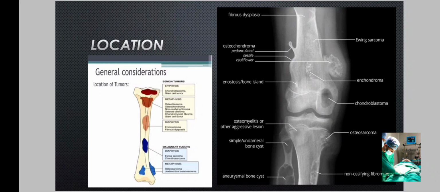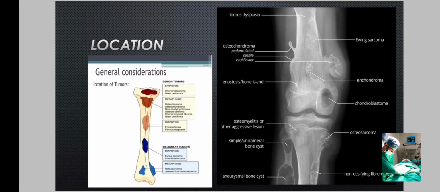Why? Because mostly the giant cell tumors arise from the epiphysis, but when they are diagnosed, they have already spread to the metaphysis. So nowadays some definitions say that the giant cell tumor is epiphyseal-metaphyseal, so you have to remember. Then in the diaphysis, you can see enchondroma or fibrous dysplasia.